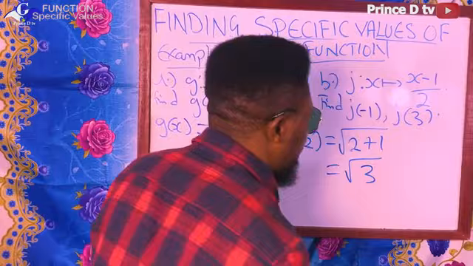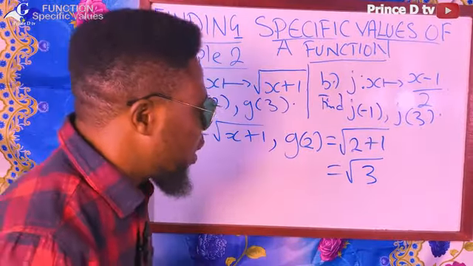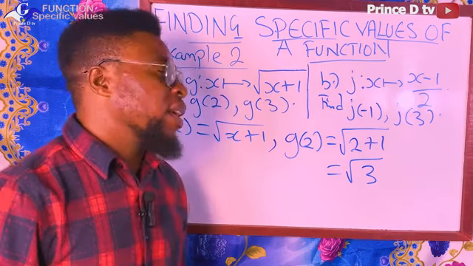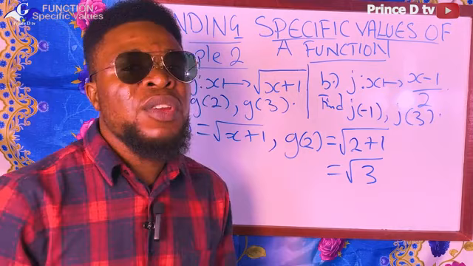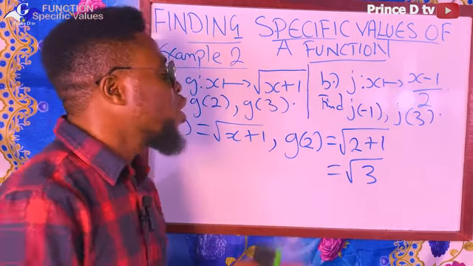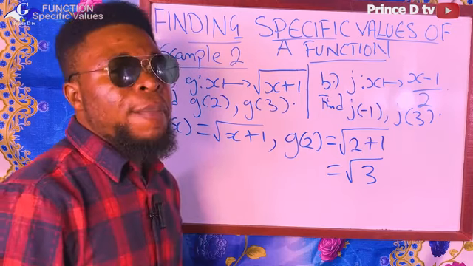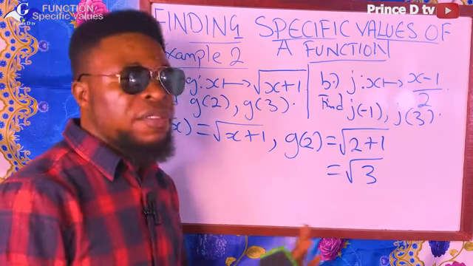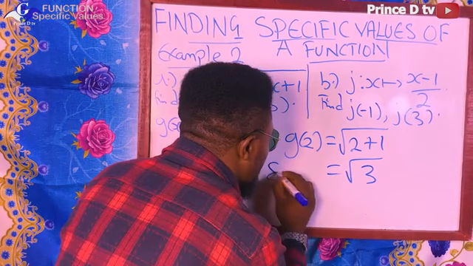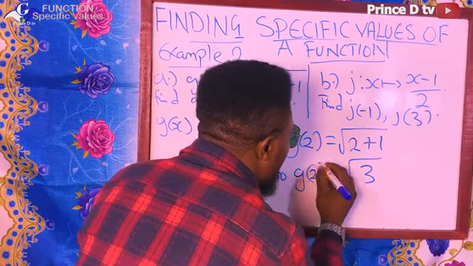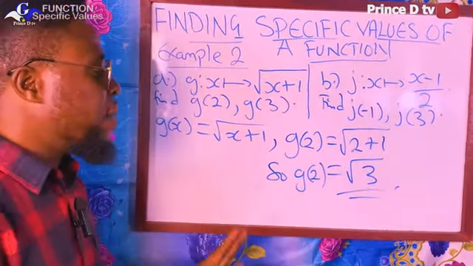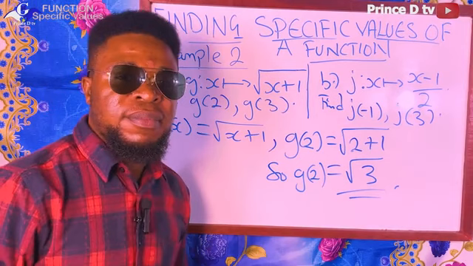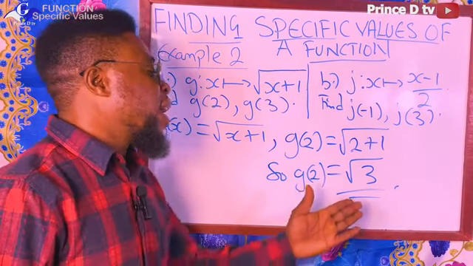So root 3. Now, like I always say, in a case like this, when they start to ask you for 2 decimal places, you will go further. But it is very much okay to leave it like this. So g of 2 is equal to root 3, which is very much okay.